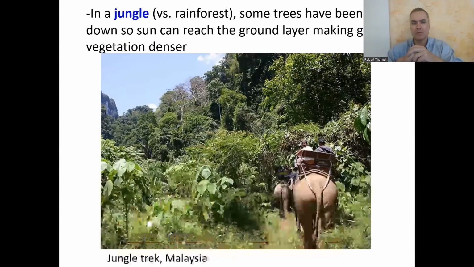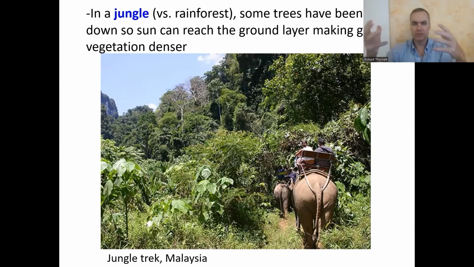But jungles and rainforests, what's the difference? Jungle versus rainforest. A jungle often used to be a rainforest. A jungle is an area that's like a typical rainforest, except some trees have been cut down by something. Maybe people came in with machetes and did slash and burn farming.